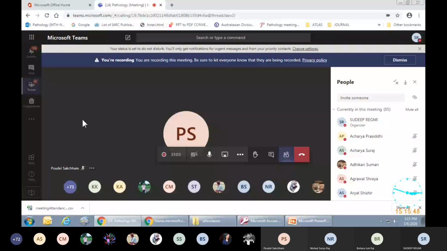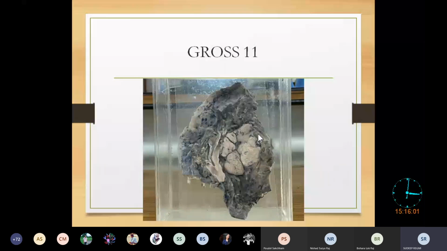Bronchogenic carcinoma. Okay. Can you tell why you said this is a bronchogenic carcinoma? Here are two gross pictures. One is this and one is this. Both are of the same diagnosis. So particularly for this picture, why do you call it a bronchogenic carcinoma?